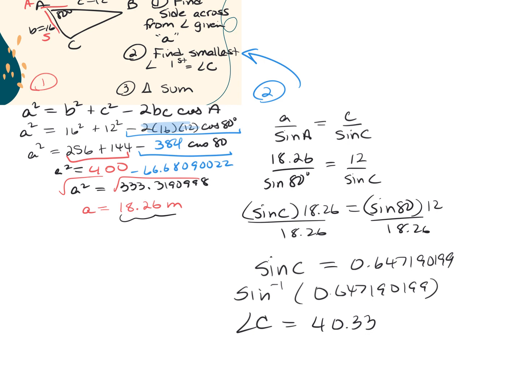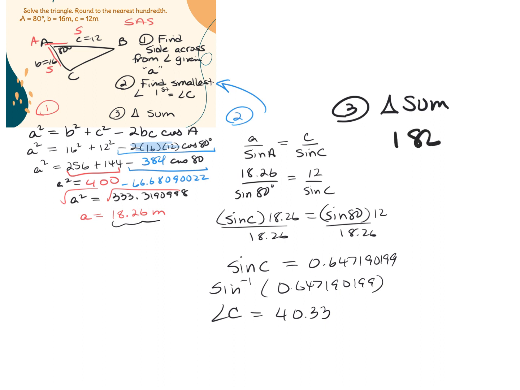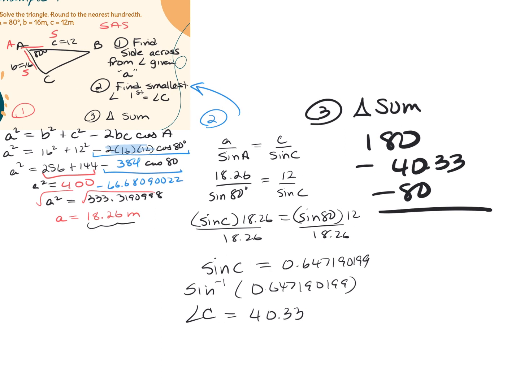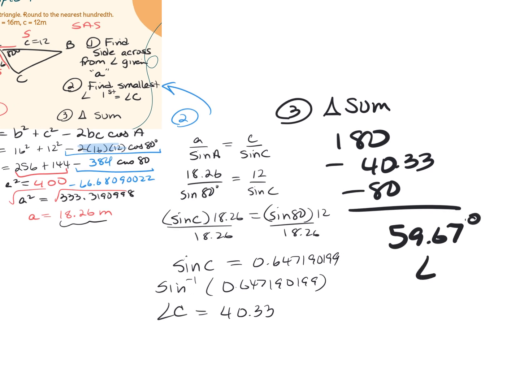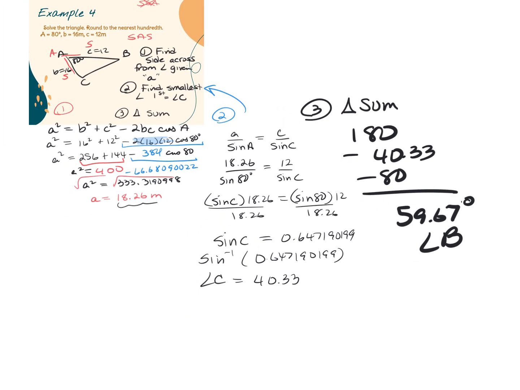Now for step 3, triangle sum. So I'm going to take 180, subtract the angle I just found, as well as the angle from the beginning. Once I subtract all those, I get 59.67 degrees, and this is angle B. So I needed to find the 2 angles and the other missing side.